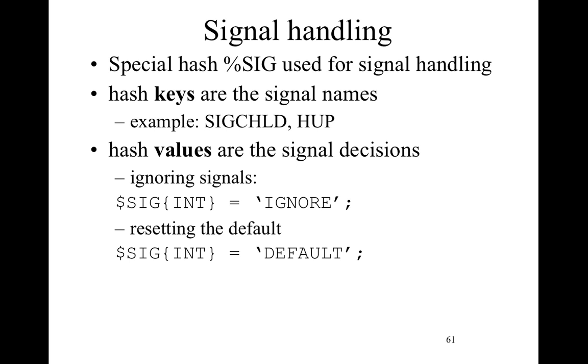So we have hash keys that are signal names. Here's a couple of signal names, SIGCHLD, common UNIX signal names. And then the hash values are the signal decisions. So we have SIG INT might equal ignore, or SIG INT might equal default, resetting the default, or ignoring the signal. So we can set certain names that are associated with the signal decisions for certain activities to occur when the signal happens. No signal handling on the final, no PERL on the final either.